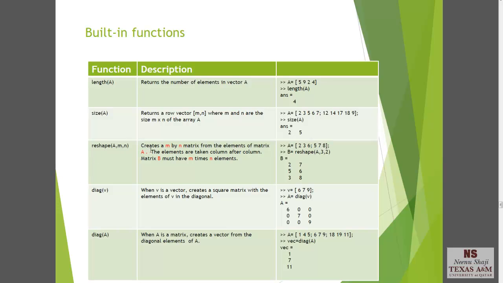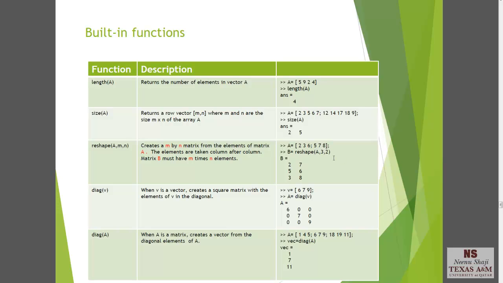Reshape, it's a very important command which is used for reshaping any matrix. But what is the rule here? It creates a m by n matrix from the elements of matrix A. The elements are taken column after column. Matrix B must have m times n elements. So if you want to reshape A, which has 2 rows and 3 columns, to 3 rows and 2 columns, it is possible using the reshape command. So reshape A, 3, 2.